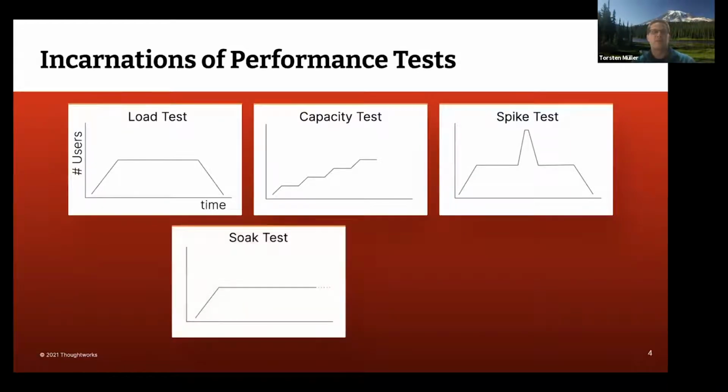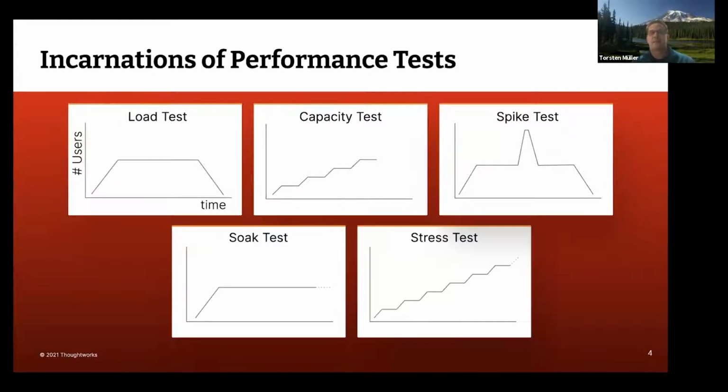Then here's the soak test. It's probably nothing surprising. It's like the load test, except that we keep it going for a very long time. And then similar to the capacity test, we have the stress test. This really goes up and up, and it's the same paradigm as the capacity test. We ramp it up, we keep it there, but we'll go further than the capacity test.